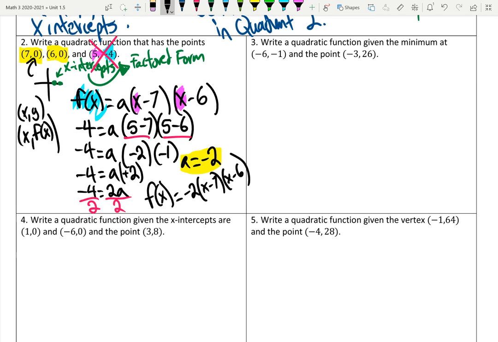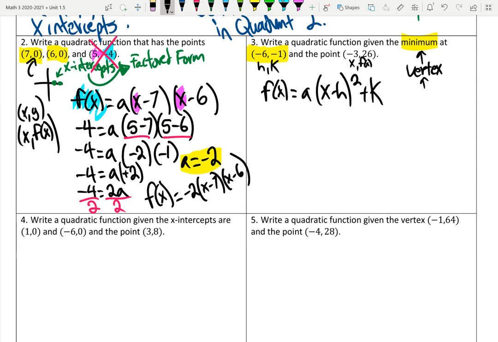Okay, you're going to notice number 4 is very similar to number 2. Let's do number 3 though. It's slightly different. They give me the minimum location and then a point. This immediately is x, f of x. I see (h, k). Why? This word right here. Minimum is a vertex. So, vertex form. I'm going to use f of x equals a times x minus h squared plus k.